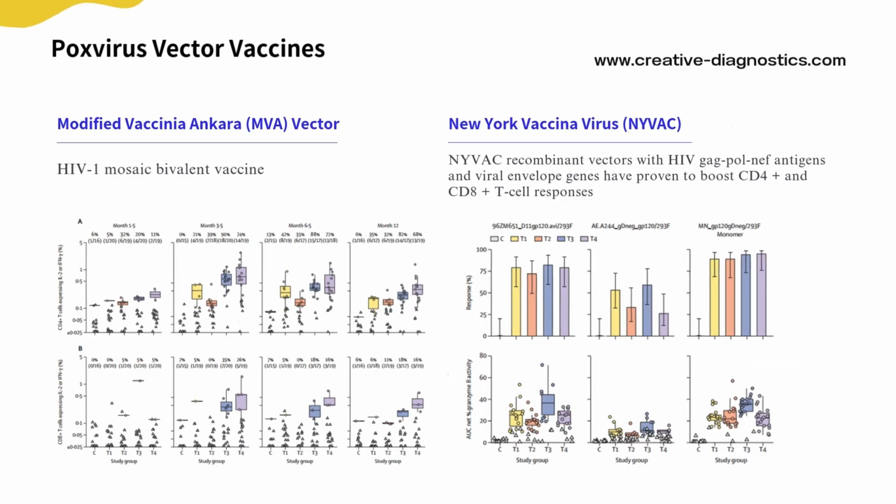The modified Vaccinia Ankara MVA vector shows promise as a vaccine delivery platform in poxvirus-based immunization strategies. A study on the MVA-vectored HIV-1 mosaic bivalent vaccine demonstrated its ability to induce both humoral and cell-mediated immune responses in humans, while maintaining favorable safety, tolerability, and immunogenicity profiles.